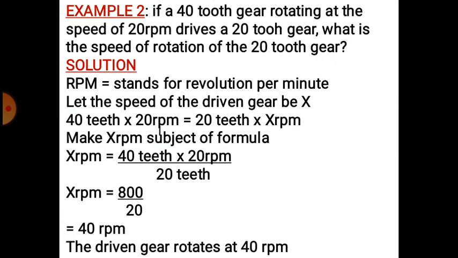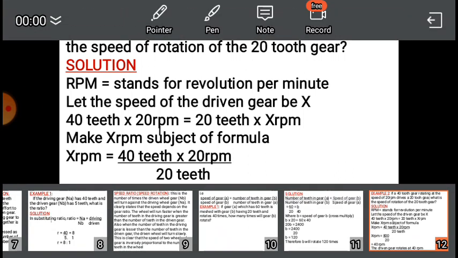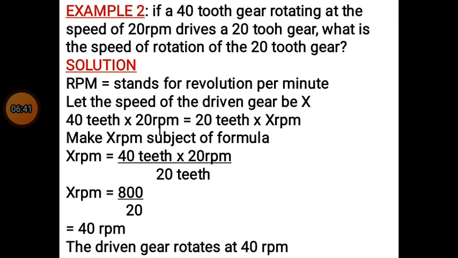Let's see example 2. If a 40-tooth gear rotating at the speed of 20 rpm drives a 20-tooth gear, what is the speed of rotation of the 20-tooth gear? Now our solution here says rpm stands for revolutions per minute. Let the speed of the driven gear be X. So I have 40 teeth times 20 rpm, where rpm stands for revolutions per minute, equals 20 teeth times X rpm, because the other one is unknown.